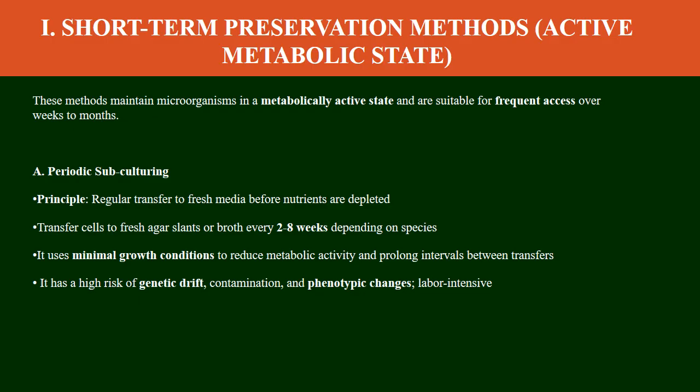The principle of periodic subculturing is to regularly transfer to fresh media before nutrients are depleted. Then transfer cells to fresh agar slants or broth every 2 to 8 weeks depending on the species. It uses minimal growth conditions to reduce the metabolic activity and prolong intervals between transfers. It has a high risk of genetic drift, contamination and phenotypic changes, and is labor intensive.